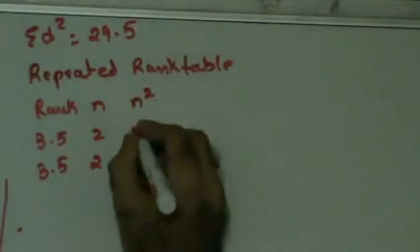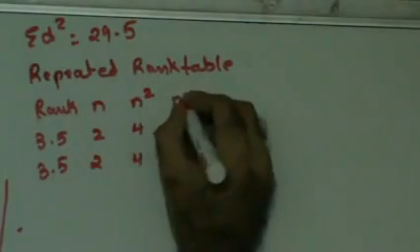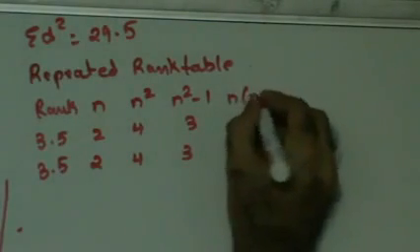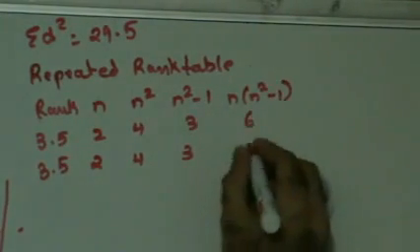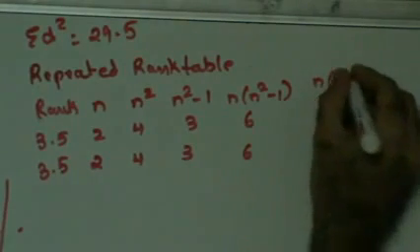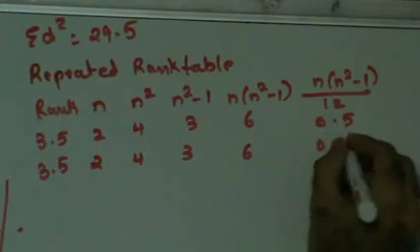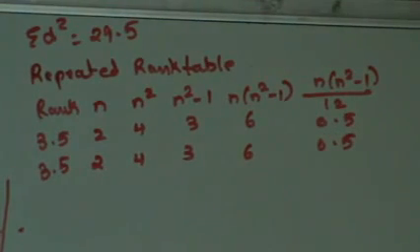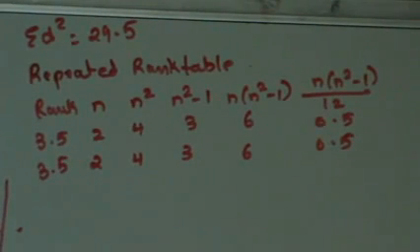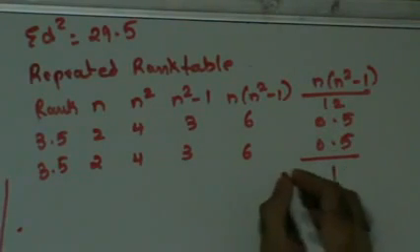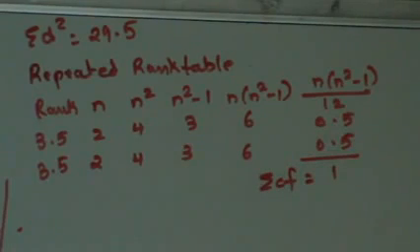Then you find out n square: 4 and 4. n square minus 1: 3 and 3. n into n square minus 1: 6 and 6. n into n square minus 1 divided by 12: 0.5 and 0.5. First you find out n square, then n square minus 1, then n into n square minus 1, and then n into n square minus 1 upon 12, which is 1. This number is called the correction factor.